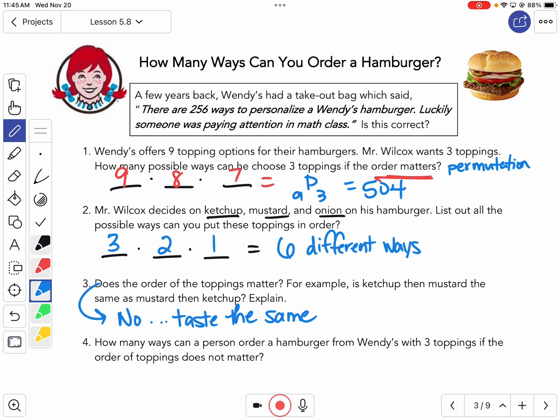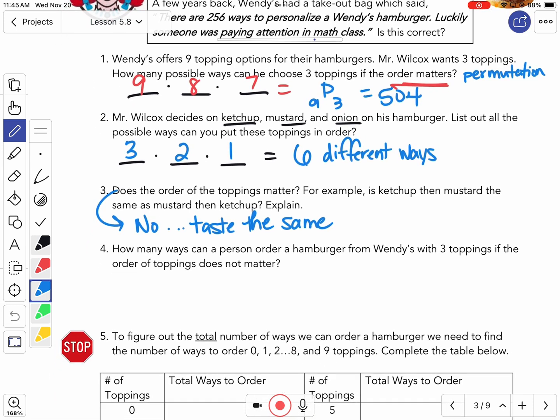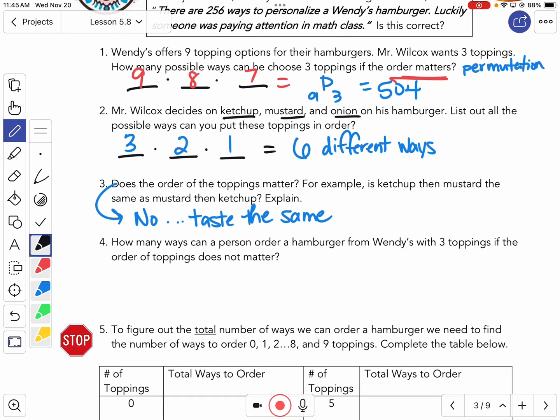All right? How many ways could a person order a hamburger from Wendy's with 3 toppings if the order of the toppings doesn't matter? Okay? If the order of the toppings doesn't matter. And so it's a little different process. This is what we refer to as a combination. Okay? Order does not matter.